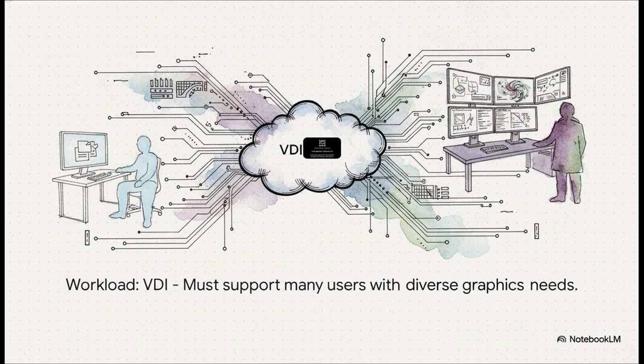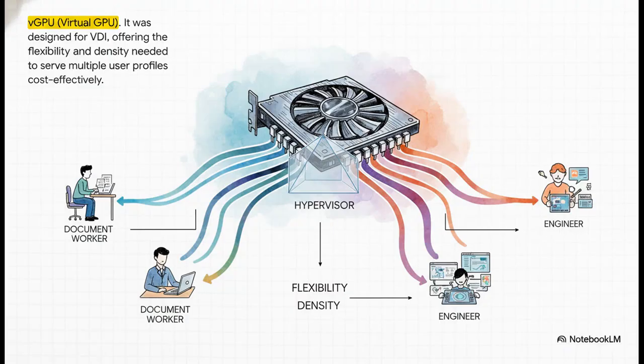All right, let's switch gears to a classic enterprise workload, VDI, or Virtual Desktop Infrastructure. The challenge here is pretty unique, right? You have to support this huge mix of users, from people just checking email to power users running intense design software, all on the same system. And this is where vGPU just shines. I mean, it was practically born for VDI. It gives you all the flexibility you need to create different profiles for different users, and the density to serve all of them cost-effectively from the same hardware.